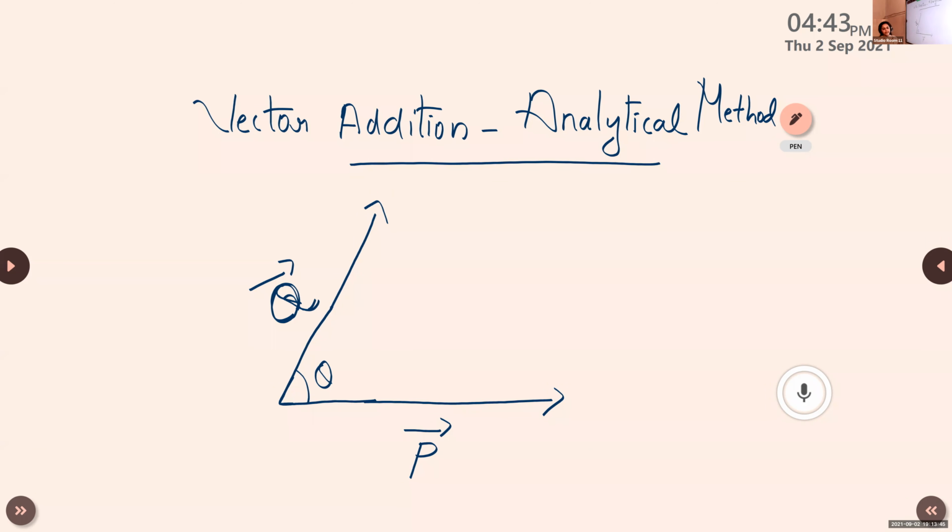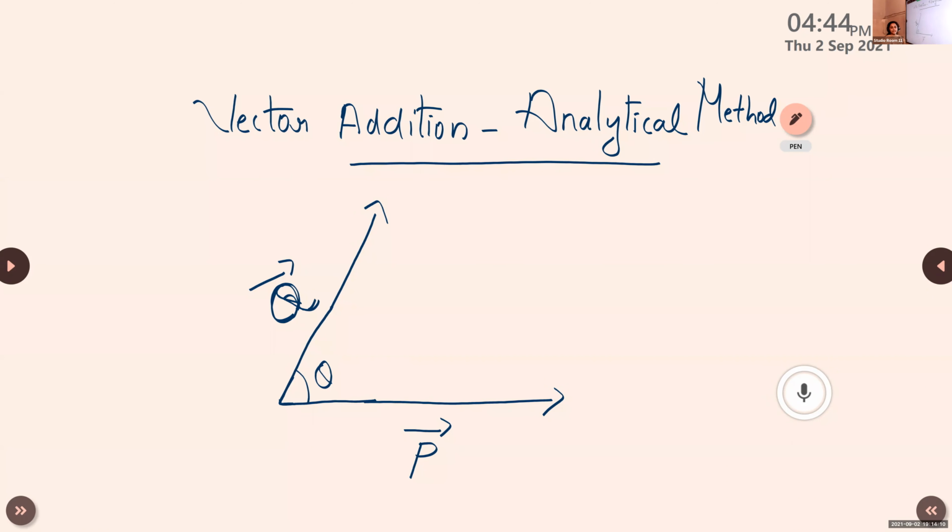Which law can be applied here in order to calculate the resultant vector? Parallelogram. Very good, excellent. Here we can use the parallelogram law because the two vectors, vector P and vector Q, have the same initial point.